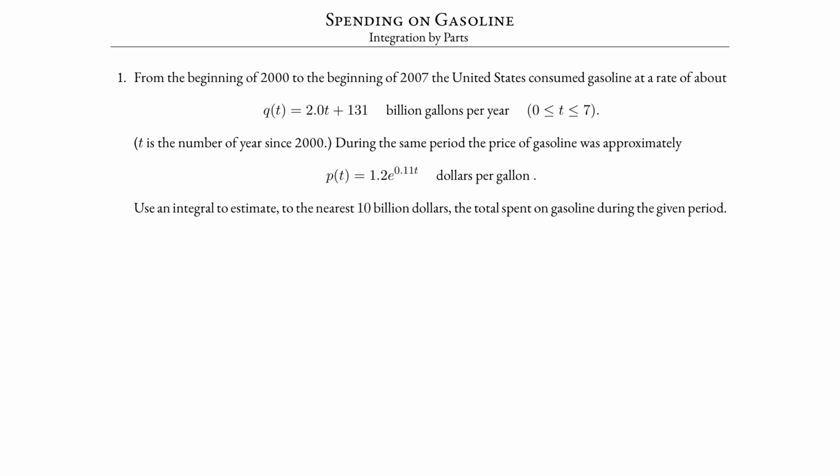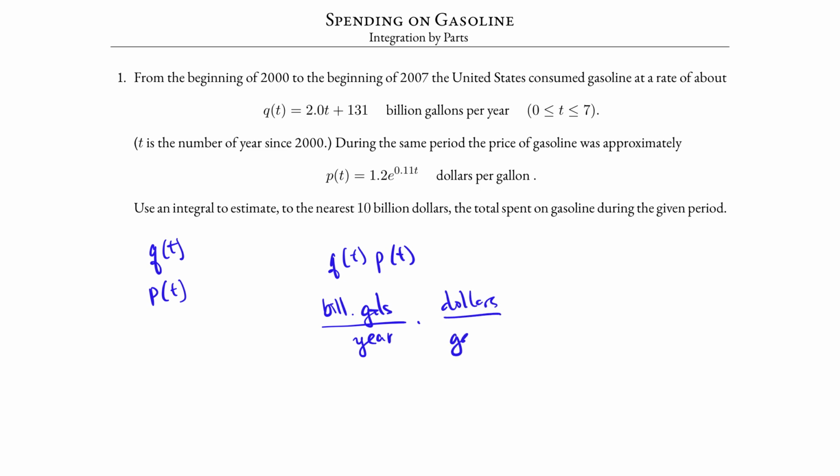We were given Q of T, whose units are billion gallons per year, and P of T, whose units are dollars per gallon. If we take Q of T times P of T, then we end up with the unit of billion gallons per year times dollars per gallon, and the gallon cancels out. We will end up with billion dollars per year.